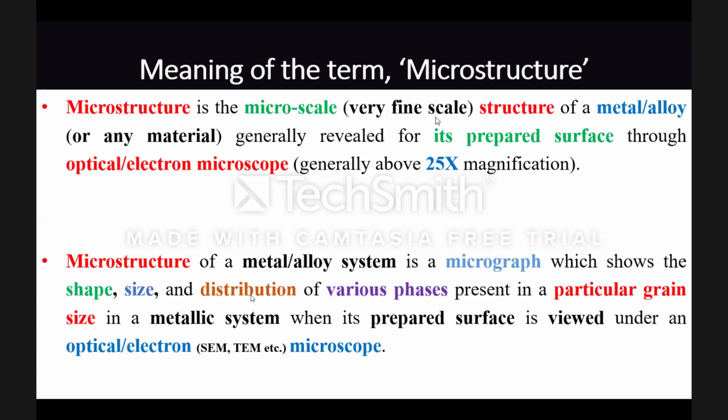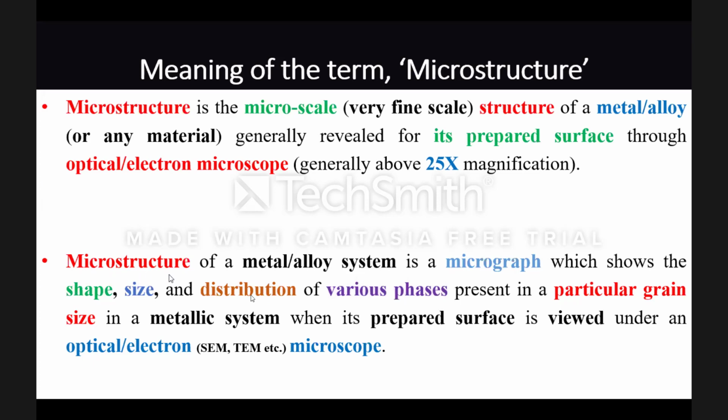Microstructure of a metal or an alloy system is a micrograph which shows the shape, size, distribution of the various phases which are present in a particular grain size in a metallic system when its prepared surface is viewed under a microscope. Bachcho, if you look at this definition carefully, you would be able to realize the two main components which make up the microstructure of a metal or an alloy system.